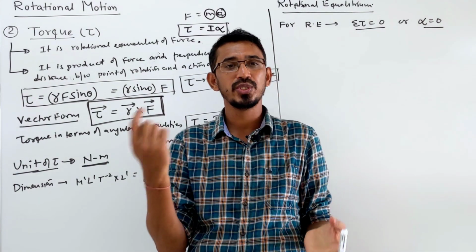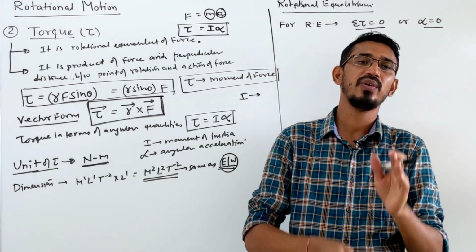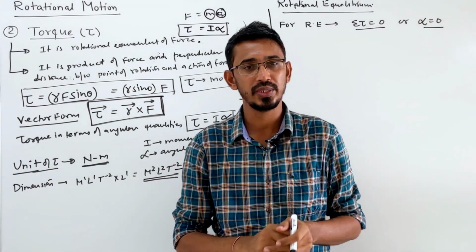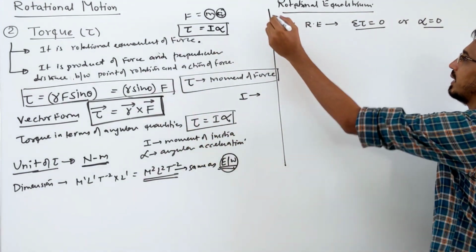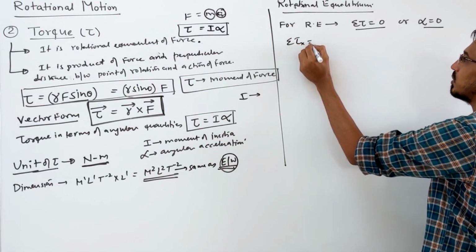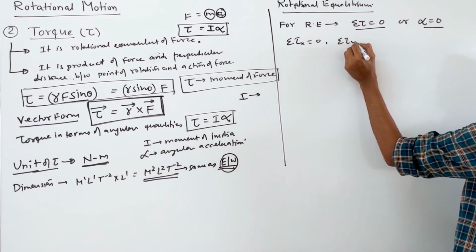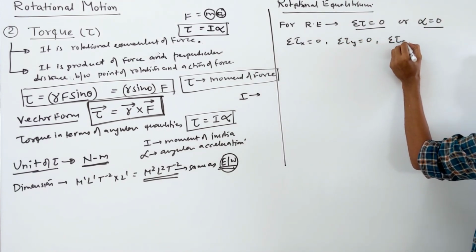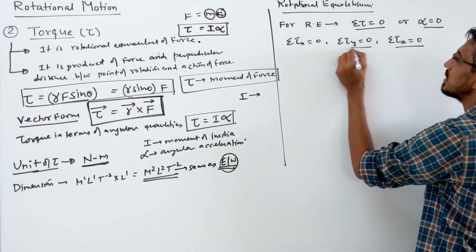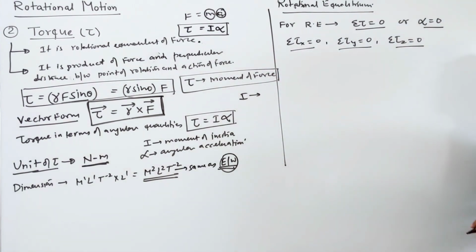When I say net torque, it is like in the linear case: when I say net force is 0, it means net force in x direction, y direction, and z direction, all should be 0. Same way here, net torque in x direction should be 0, net torque in y direction should be 0, net torque in z direction should be 0. In all directions should be 0.